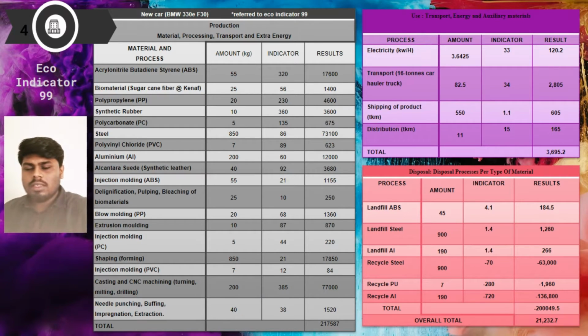Last but not least is the fourth aspect, which is eco indicator. Here we have referred to eco indicator 99, which is split into 3 different calculations, which are production, usage and disposal, and yielded a value of 21,232.7, whereas the older BMW scored 157,735.2. By looking at this, we can clearly conclude that sustainability is achieved in BMW's manufacturing. Thank you.